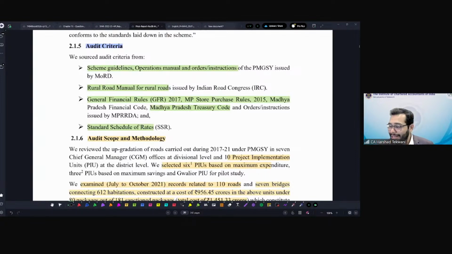What we'll do is, let's take a quick 10-minute break, and after the break we'll gather back and we'll carry out and discuss one observation of the compliance audit, and then we'll go to the performance audit. Okay, let's take a quick 10-minute break.